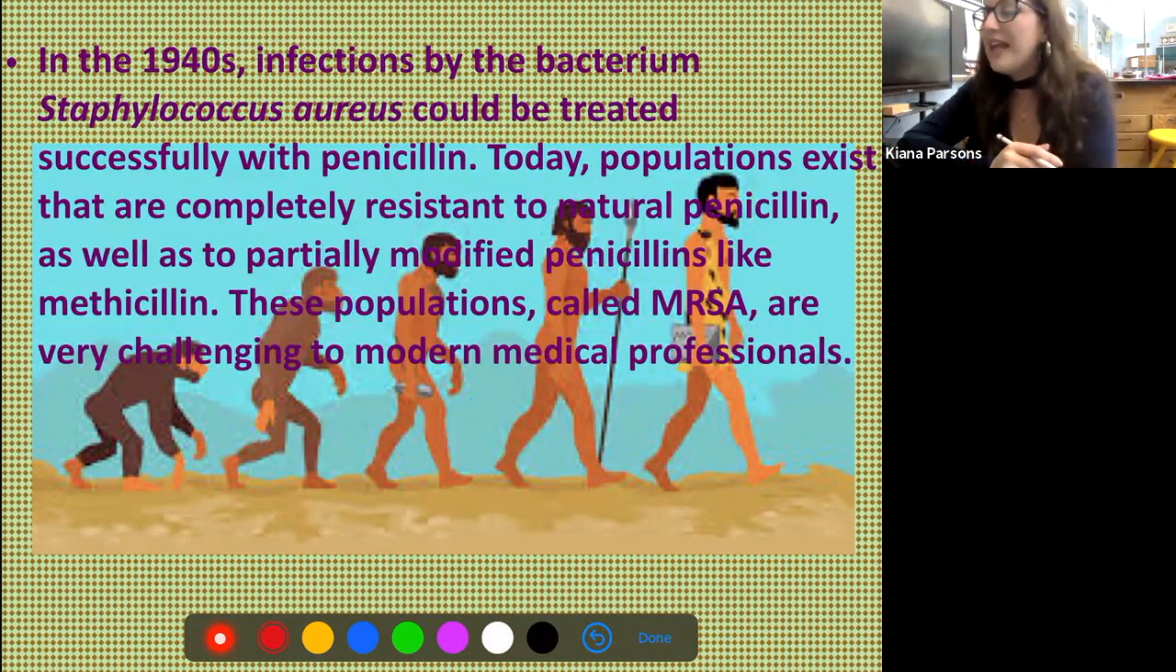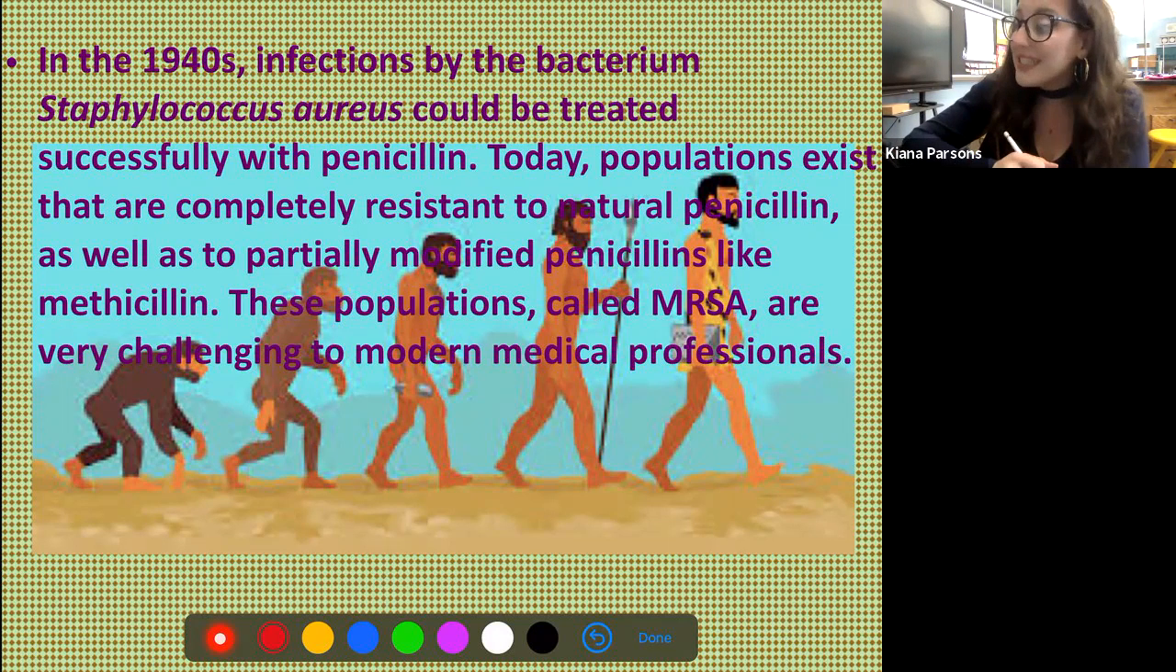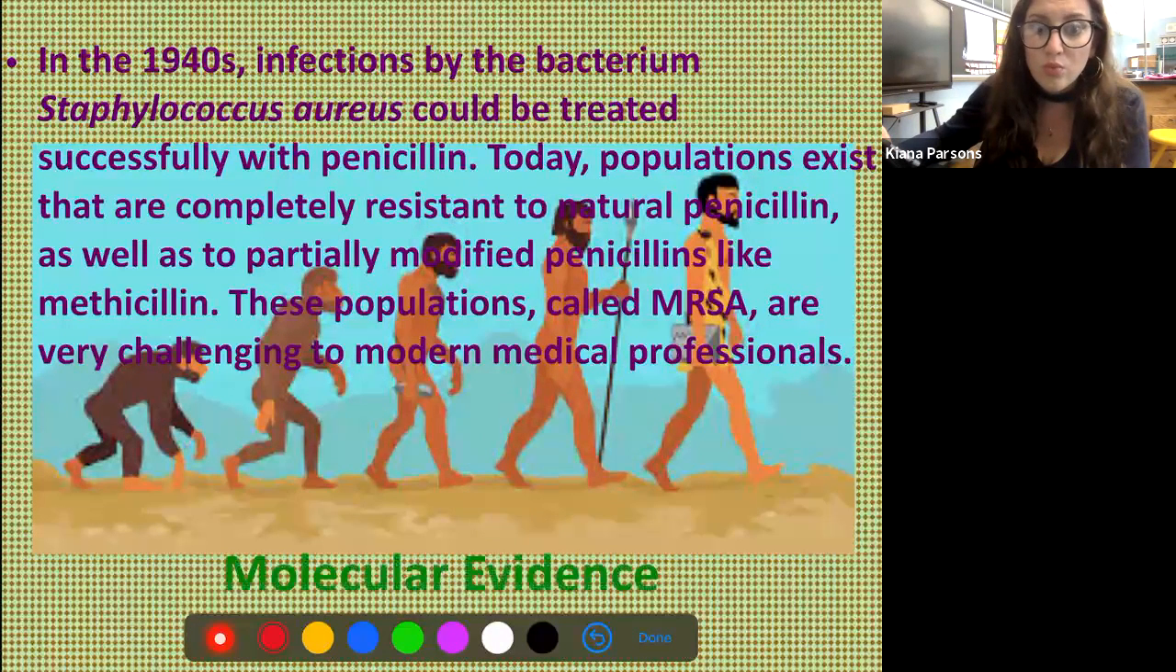In the 1940s, infections by the bacterium Staphylococcus aureus could be treated successfully with penicillin. Today, populations exist that are completely resistant to natural penicillin, as well as to partially modified penicillins like methicillin. These populations, called MRSA, are very challenging to modern medical professionals. This is molecular evidence because they can produce molecular sequences that make them resistant to penicillin.